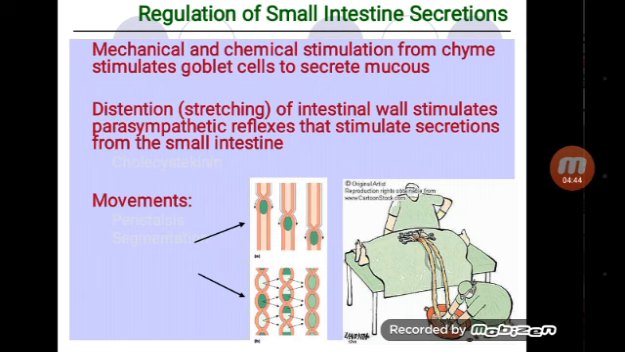Coming to the small intestine motility. The main objective of the motility of small intestine is to thoroughly mix the chyme with pancreatic, bile and intestinal juices so that proper digestion and absorption of essential nutrients can take place. Intestinal motility also propels chyme into the colon. So it takes 3 to 5 hours for the chyme to traverse through the small intestine.